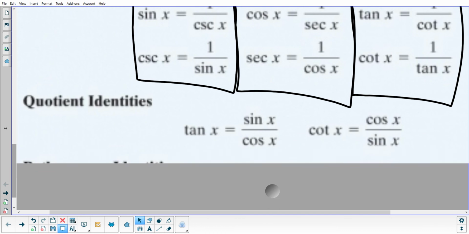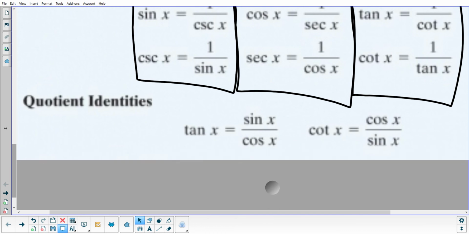The next group of identities are called the quotient identities, or you can also call them cotangent identities. And it says that tangent is equal to sine over cosine. Cotangent is equal to cosine over sine. And that should kind of make sense if you think about tangent and cotangent, because tangent and cotangent, you flip one to get the other. So if tangent is sine over cosine, then when you flip that numerator and denominator, it should be the cotangent. And it is.